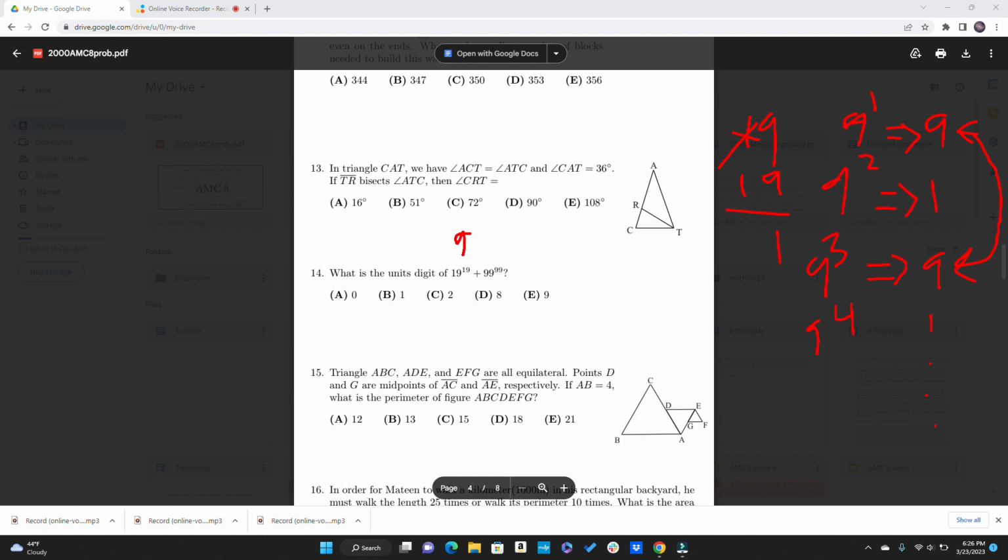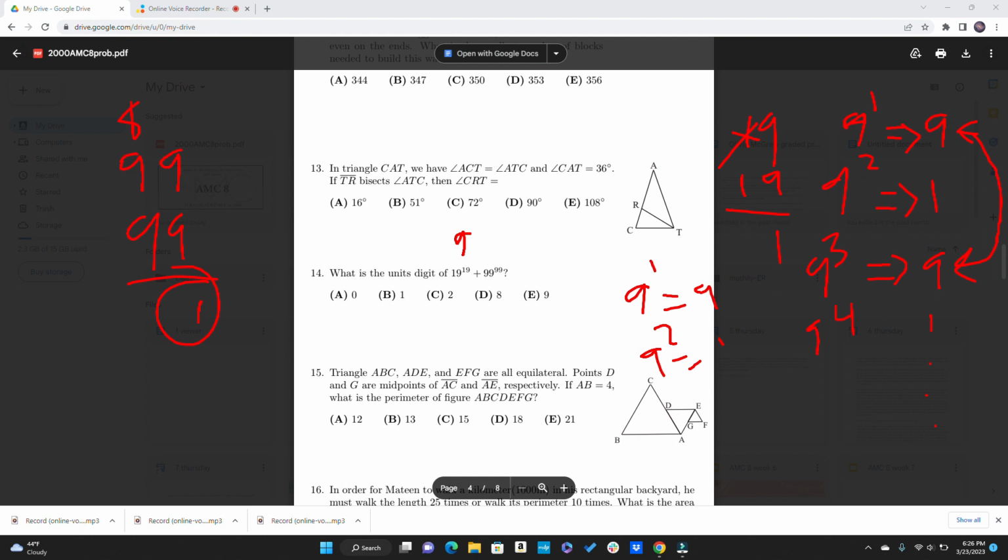Okay, what about 99 to the 99th power? Well, that also ends in 9. Wait a second. So when you square it, 99 times 99, the only thing that's contributing to the units digit is the 9 times 9, right? 9 times 9 is 81, and then you can continue on with the multiplication. But our units digit is set now, right? It's 1. So 99 to the first, that ends in 9. 99 squared, that's going to end in 1, right? Like we just found out.